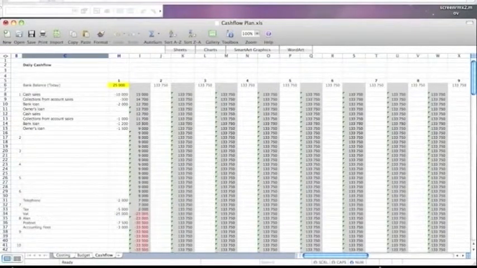So just to get you familiar with it, you'll see that's what it's called, daily cash flow. That yellow block over there is balance, so I insert my current bank balance in there. So let's say currently I'm in overdraft of $12,000.